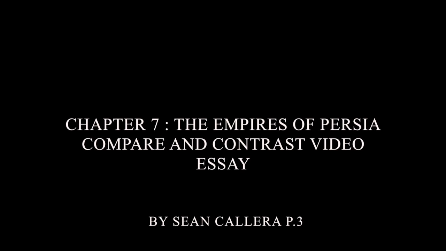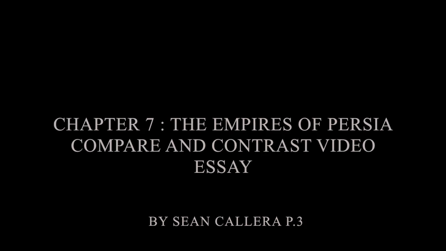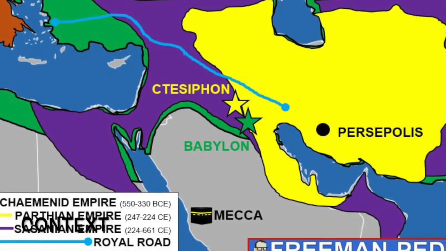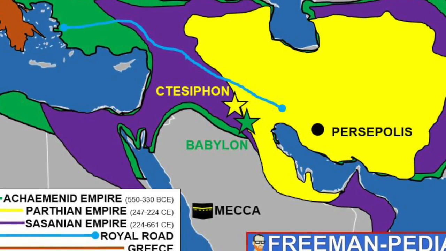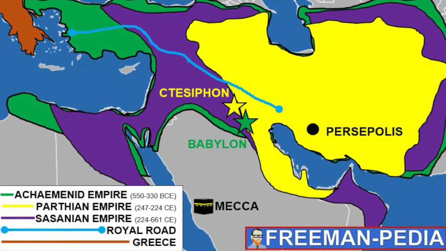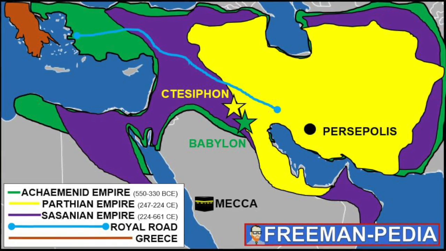This is my compare and contrast essay on Chapter 7, The Empires of Persia. A bit of context for this chapter is that in classical Persia, Cyrus took over the powerful Anatolian kingdom of Lydia, and that event helped the development of the Persian kingdom, which eventually led to the creation of the Achaemenid Empire.